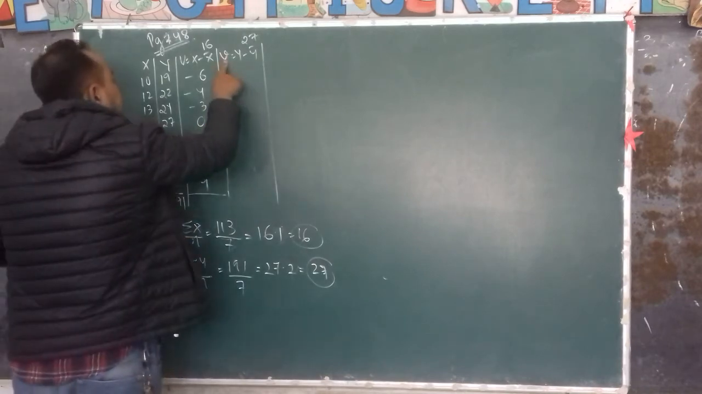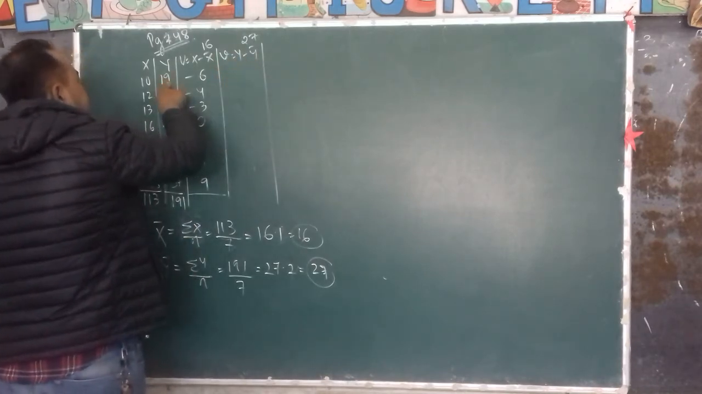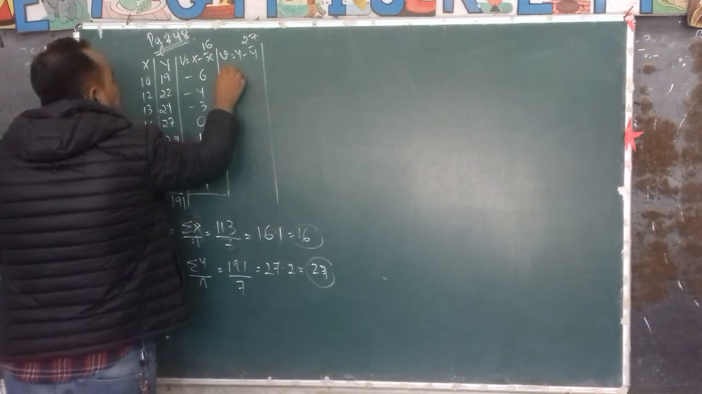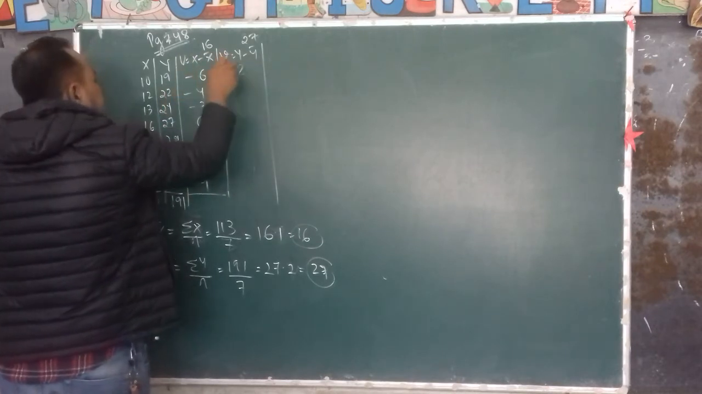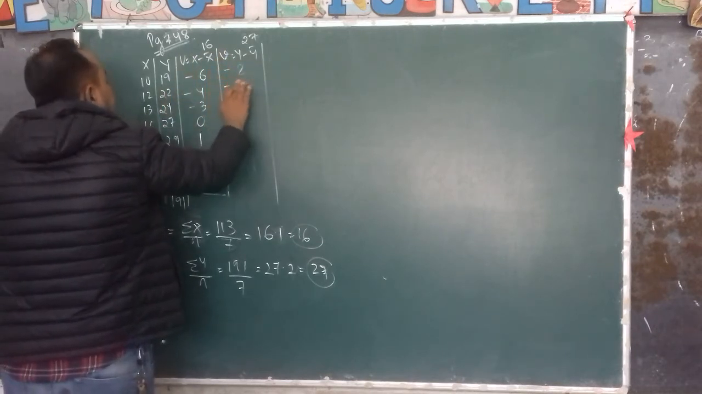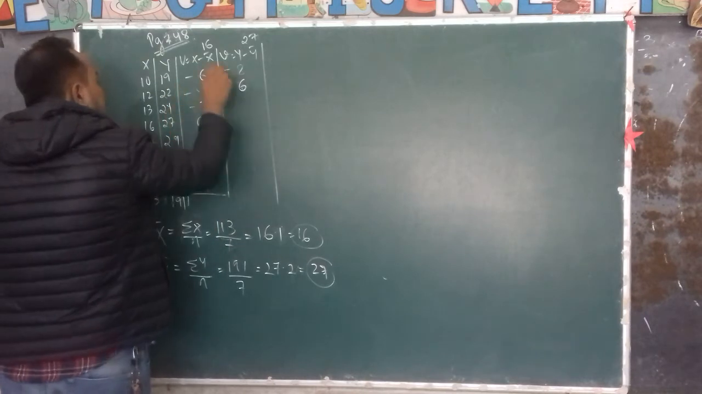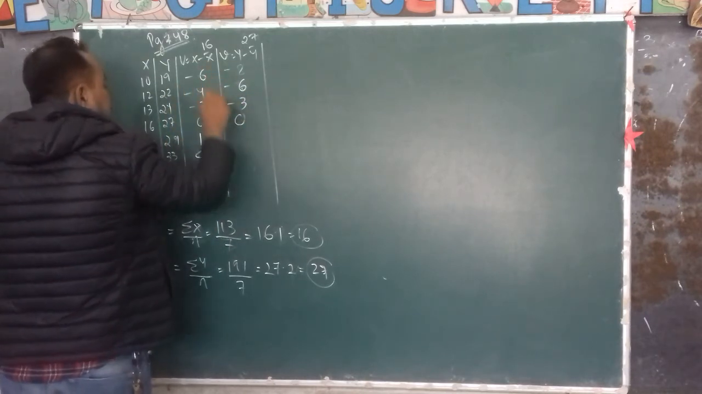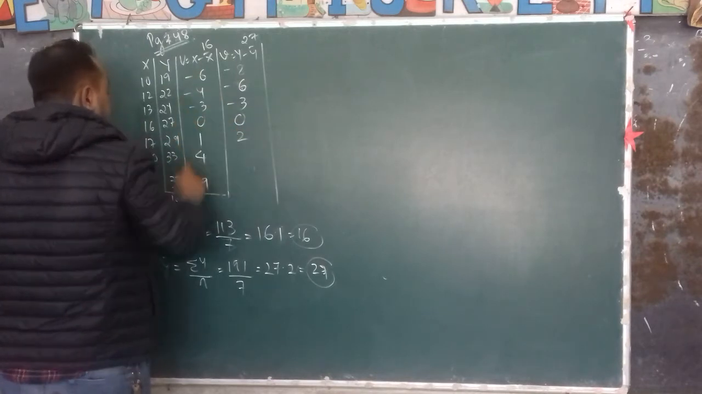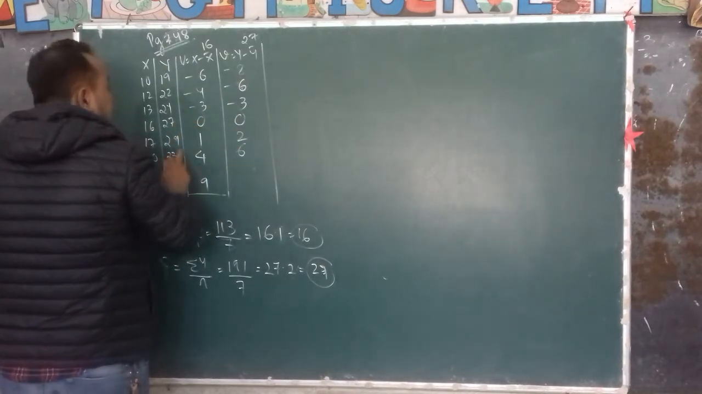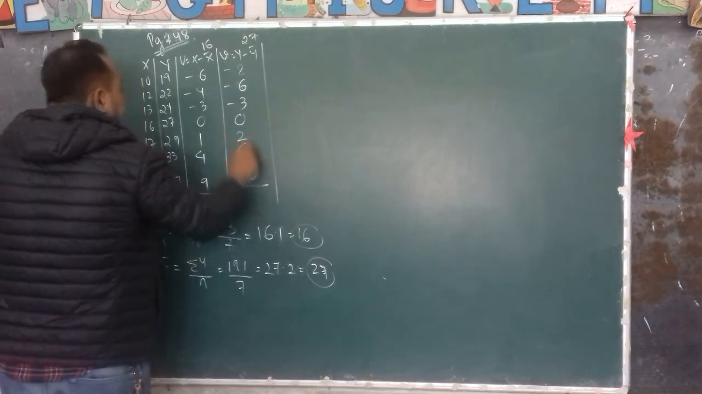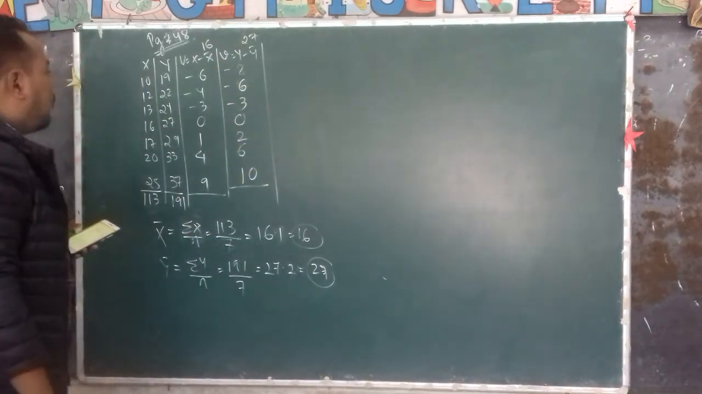Next is v, y minus y bar. Y is 19, so 19 minus 27 will give you minus 8. 22 minus 27 will give you minus 5. 24 minus 27 will give you minus 3. 27 minus 27 is 0. 29 minus 27 is 2. 33 minus 27 will give you 6, and 37 minus 27 will give you 10. So these are the values of v.